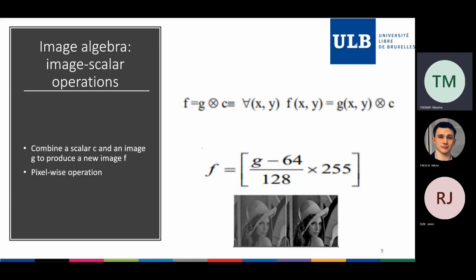This equation shows how to combine a scalar C and an image G in order to produce a new image F. This is a pixel-wise operation, which means that each pixel in G is operated with C and the result is put in F. This can be used for image enhancement. For example, the left side image uses 8 bits per pixel, but only contains pixels with intensities varying from 64 to 191. This equation will enhance the image by using its full intensity range, providing the right side image.